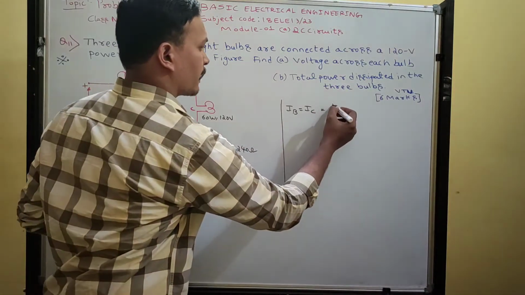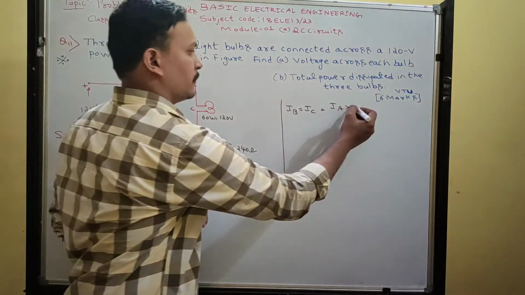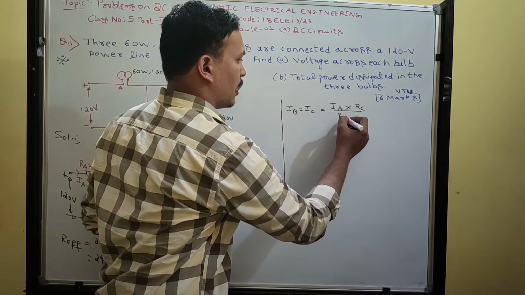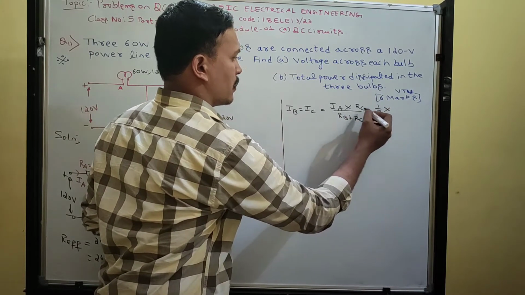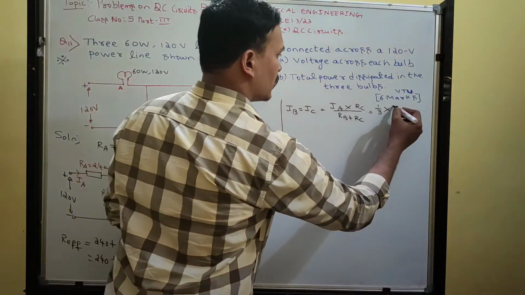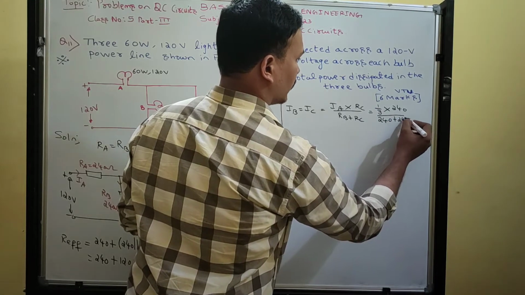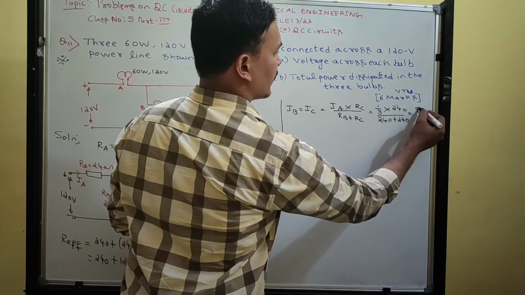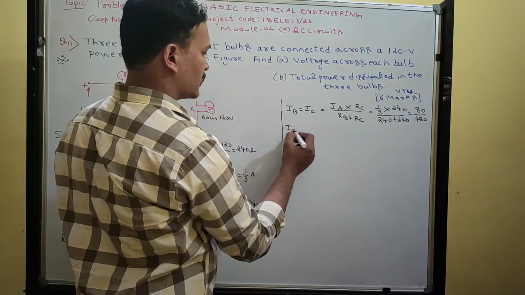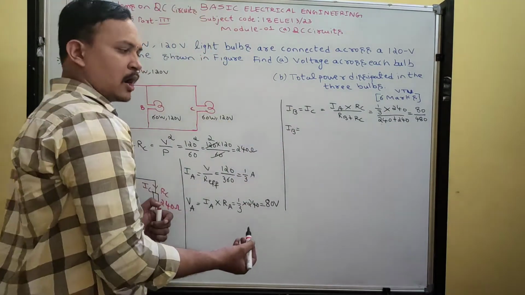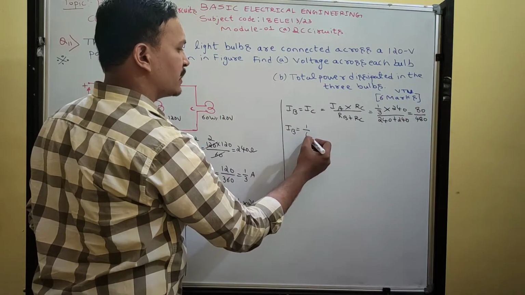Supply current into, I am finding the current going through bulb B. What is the other resistance? RC divided by RB plus RC. What is the supply current? 1 by 3. What is the resistance of RC? 240 ohms divided by 240 plus 240. So this gives 80 divided by 480. So finally we can write the IB value as 80 by 480. How much will you get? 8 1s are 8, 8 6s are 48. So you will get 1 by 6 ampere.